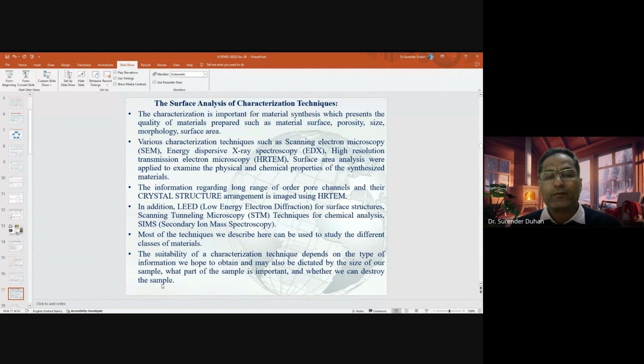Most of the techniques we describe here can be used to study different classes of materials and for surface analysis of the materials. The suitability of a characterization technique depends on the type of information we hope to obtain and may also be dictated by the size of our sample, what part of the sample is important, and whether we can destroy the sample.